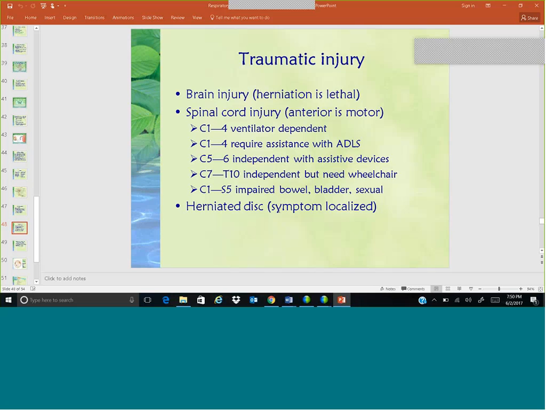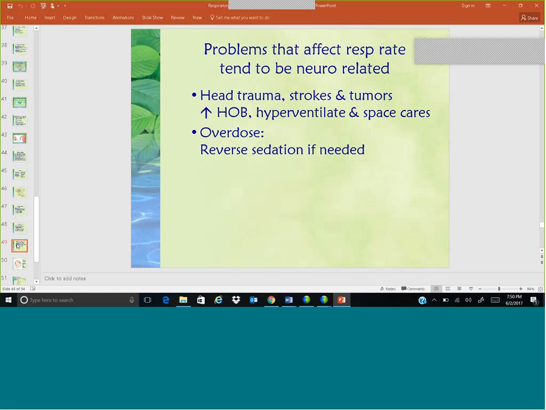Herniated discs are localized symptoms, and if the herniation gets large enough, it can impinge on the spinal cord. Problems that affect respiratory rate tend to be neuro-related: head trauma, strokes, tumors. You need to elevate the head of the bed. If someone had swelling in their brain, you certainly would not want their head below their feet, correct? That's going to do what? Increase the swelling, increase the pressure.